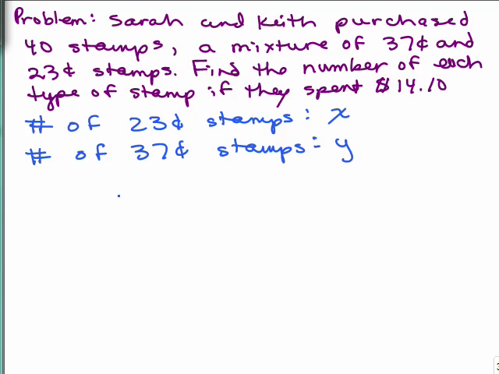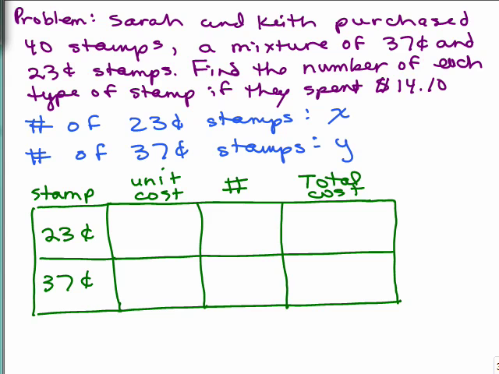So I'm going to make a little chart here. When you're working with anything like stamps or coins or some sort of mixture problems, where you're mixing some things together for a total cost, you could make a little chart. And in this case, what you're talking about, I put in the first column. So I'm talking about 23-cent stamps and 37-cent stamps.